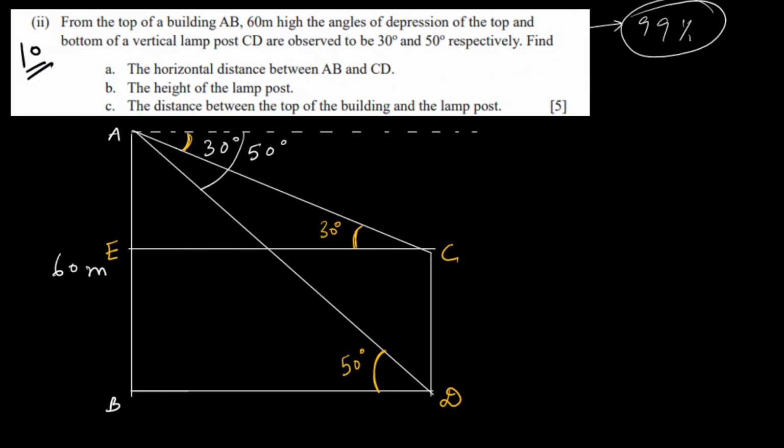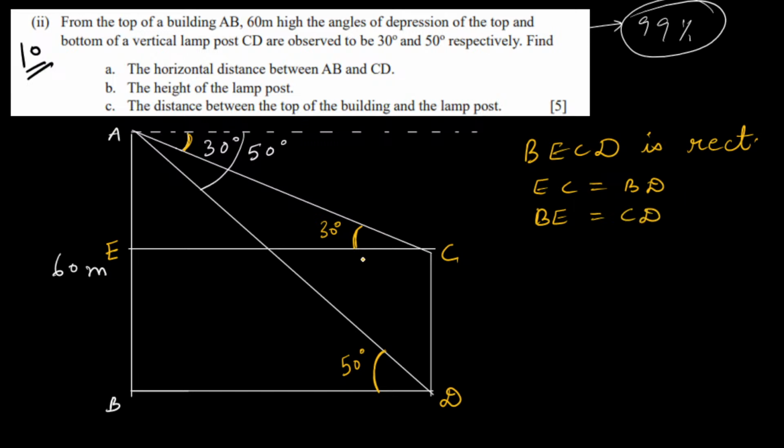The horizontal distance. See, here you have to remember always this BECD is a rectangle. In this type of questions, you get this rectangle. So here EC will be equal to BD, and also BE is equal to CD. Opposite sides of a rectangle are equal. So this side is equal to this side, and this side is equal to this side. We have to use this in these types of questions.